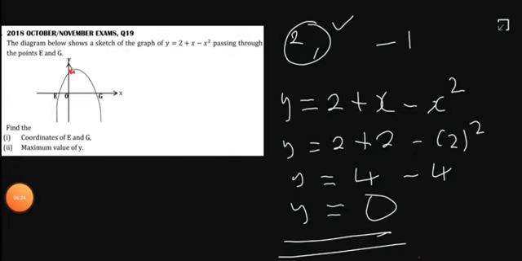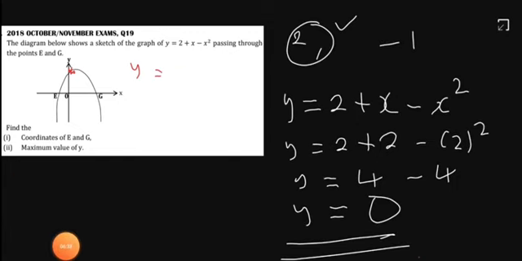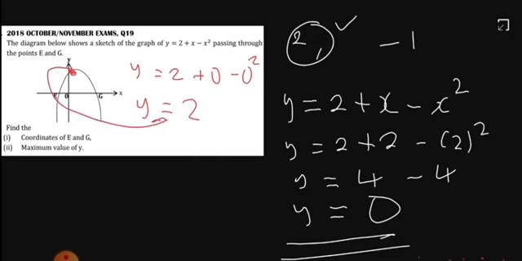The y-intercept, which also can be the maximum value of y, is found when x is equal to 0. So we have y is equal to 2 plus 0 minus 0 squared. So y is 2. That's where it is standing, that is y. So you can also be asked to find that, and you must be able to know that that's the maximum value of y. Let's look at one more example.